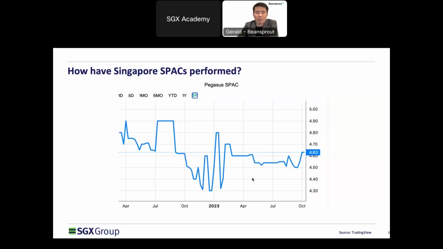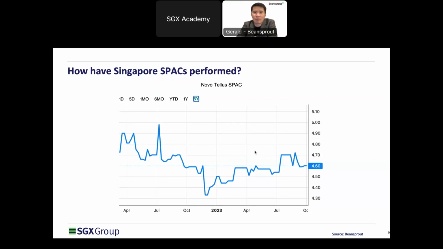Okay, next we have got Pegasus SPAC, also listed in early 2022. We did see the share price of Pegasus SPAC coming down consistently in 2022. In fact, between, I would say, July and September last year, it was actually still trading about the 490 levels. But what we do see is that because they have not actually made any announcement on the potential acquisition, the share price is still at about $4.60, which is lower than what we see for Vertex SPAC.